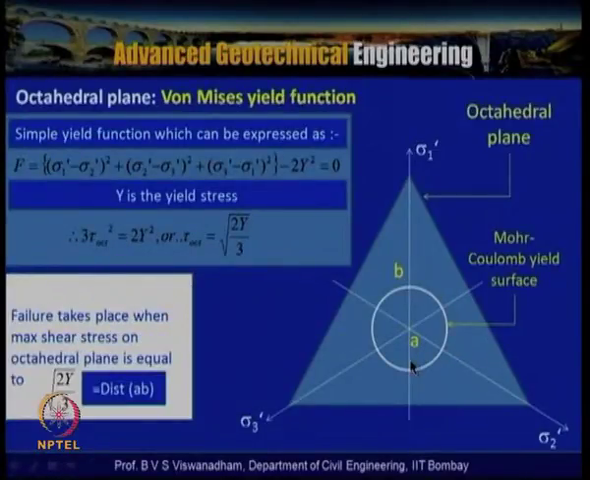Different failure criteria are then described. In the next class, we will discuss more about the octahedral plane and how it can be interpreted for understanding the failure criterion. Thereafter, we will discuss how we can determine E from the triaxial test data, and then we will do some example problems on the shear strength of soils.